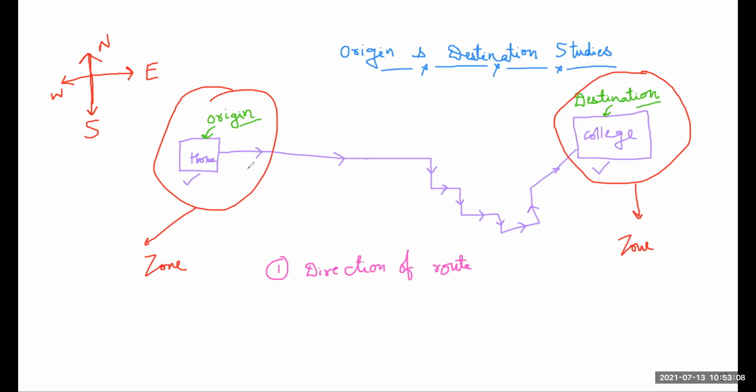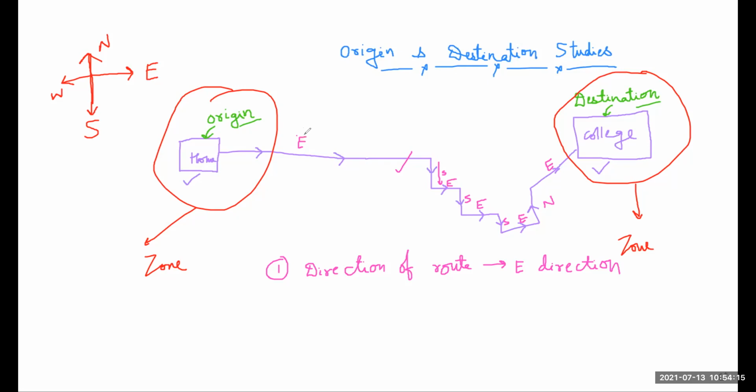Here this is the direction of route. That means the east direction is our direction of route. Here we start our journey in the east direction, then we go south, then east again, then south, east, south, east, then north, and again east. So from the origin and destination study, we first get our direction of route.